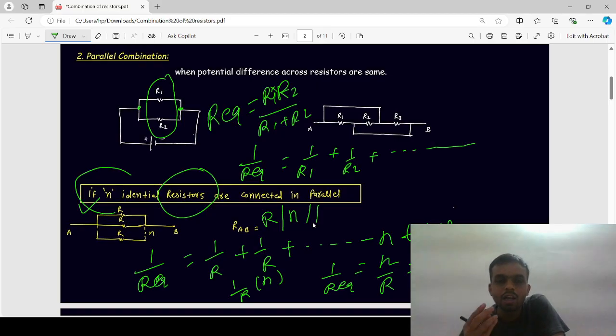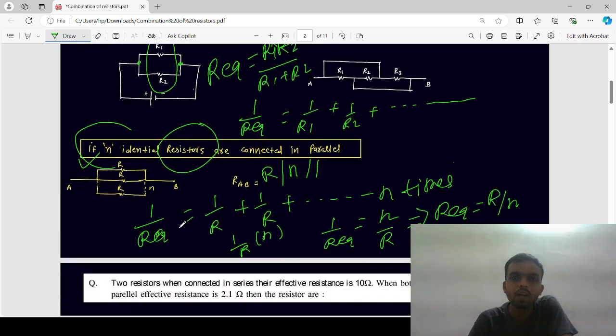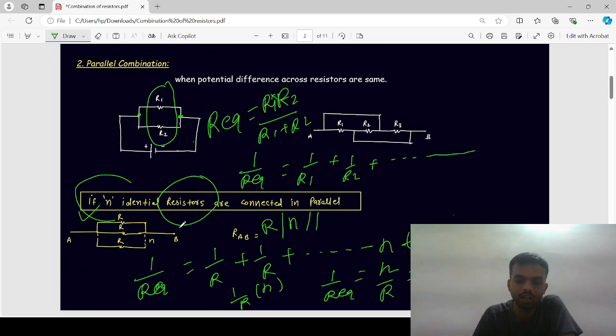Combination 1 upon R equivalent will be nothing but 1 upon R1 plus 1 upon R2 plus 1 upon R3 and so on and so forth. Okay. Now we are moving to the next part. I am keeping this part for you to solve this question. What will be RAB if this is the case?